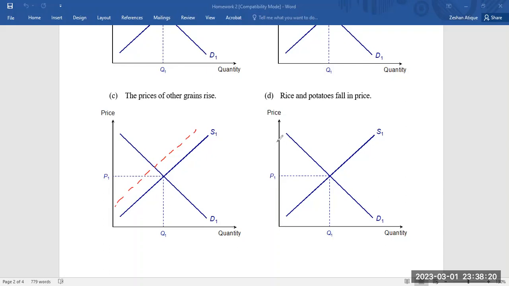Now, situation D is that rice and potatoes fall in price. If you assume rice and potatoes to be substitutes for wheat flour, then if the prices of rice or potatoes fall, the demand for wheat flour should fall. And the new price will be below the old price, and the quantity will also be below the old quantity.